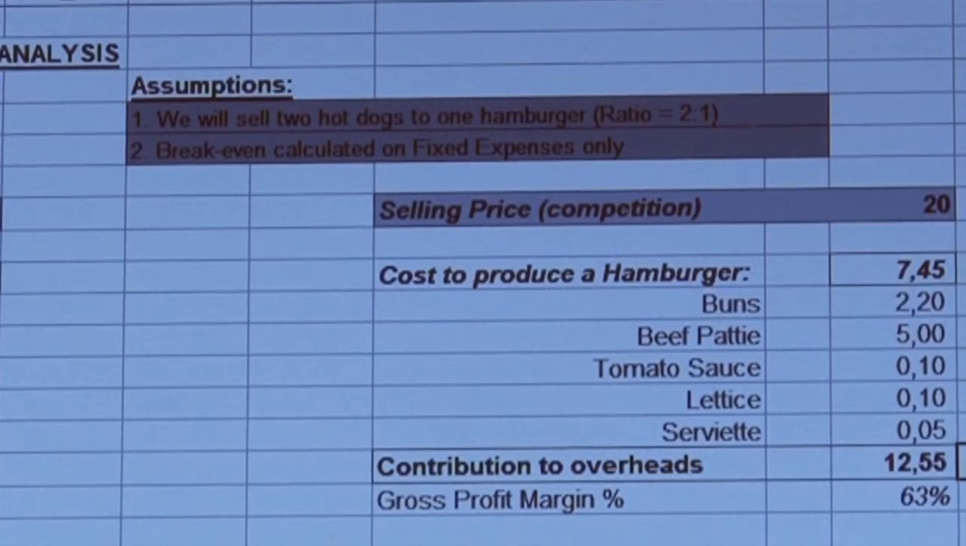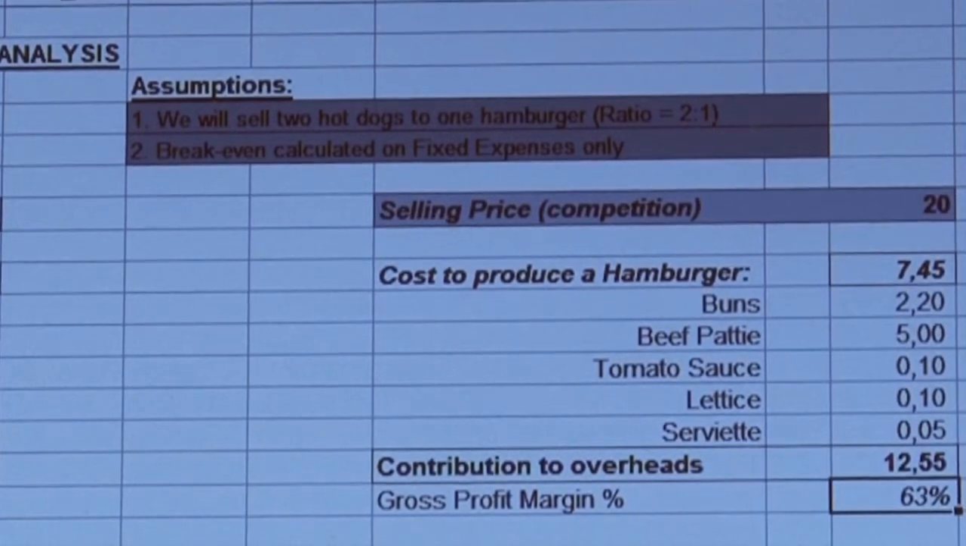Minus, of course, if we take the sales price, which is 20 Rand, less the cost of producing a hamburger, we have a contribution towards overheads of 12 Rand 55. Or, in other words, a gross profit margin of 63%, which is the 12 Rand 55 divided by the 20 Rand that we can sell it for. There's the formula there for that. So there you can see quite clearly what the gross profit margins and the contribution towards overheads are for each of the products, a hot dog and a hamburger.